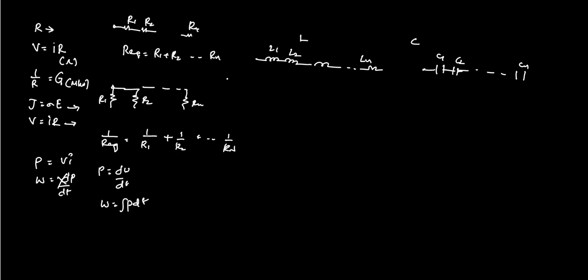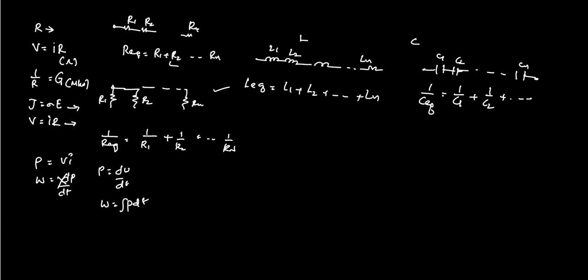Similarly, the next passive elements are inductance and capacitance. Whenever inductances are connected in series, the current is the same. What is L equivalent? L equivalent equal to L1 plus L2 plus up to Ln. Whenever capacitances are in series, you have to observe carefully. Resistance and inductance are the same, but this will be different. It is the same as parallel in resistance: 1 by C equivalent equal to 1 by C1 plus 1 by C2 plus 1 by Cn.